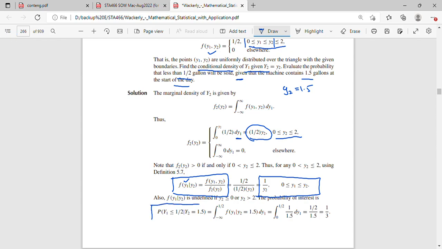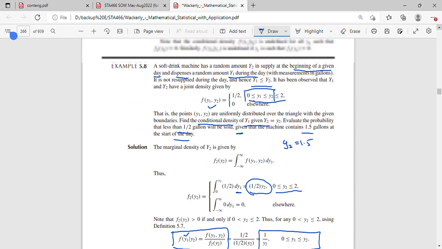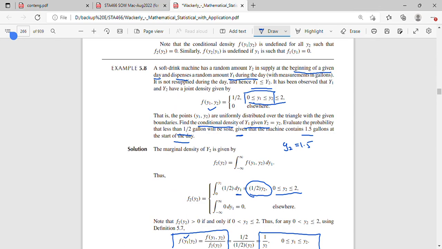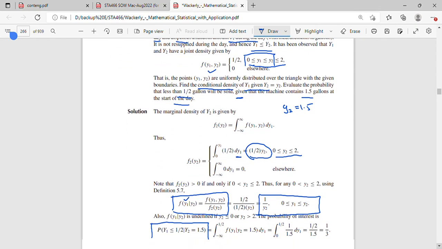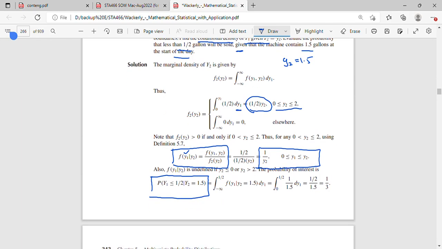So you need to know how to rewrite this probability. So it will be probability of y1 less than or equal to 1. Probability that half of the gallon will be sold. Maksudnya dia dispense lah. So tu kan, kita keluarkan dia punya soft drink tu daripada gallon. So less than half, given that y2 equal to 1.5. So how to find this probability?